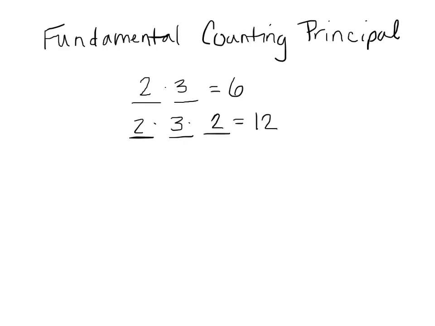So the idea with the fundamental counting principle is you have all these events, however many events you have, a bunch of them. Then on top you put the number of choices in each event. And once you have figured all that out, you can just multiply them out. All right, so let's think of another one.